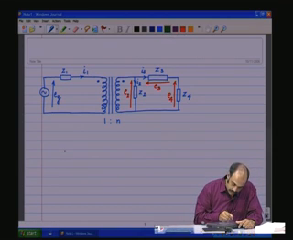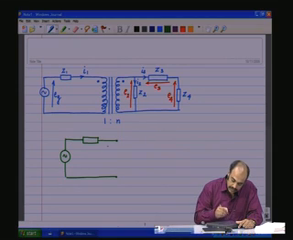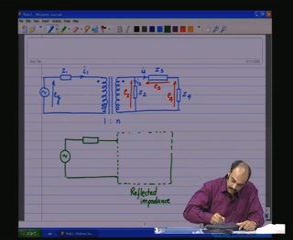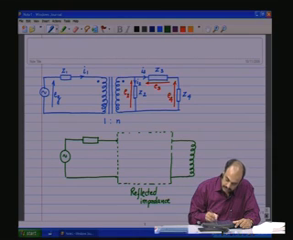Now for reflecting, I am going to redraw the portion of the circuit. Of course, the primary side impedance will still remain in the primary side without any change. And the secondary side impedances can now be put in this, let us say, black box, and that would be the reflected impedances, and then we have a transformer that is perfectly ideal.